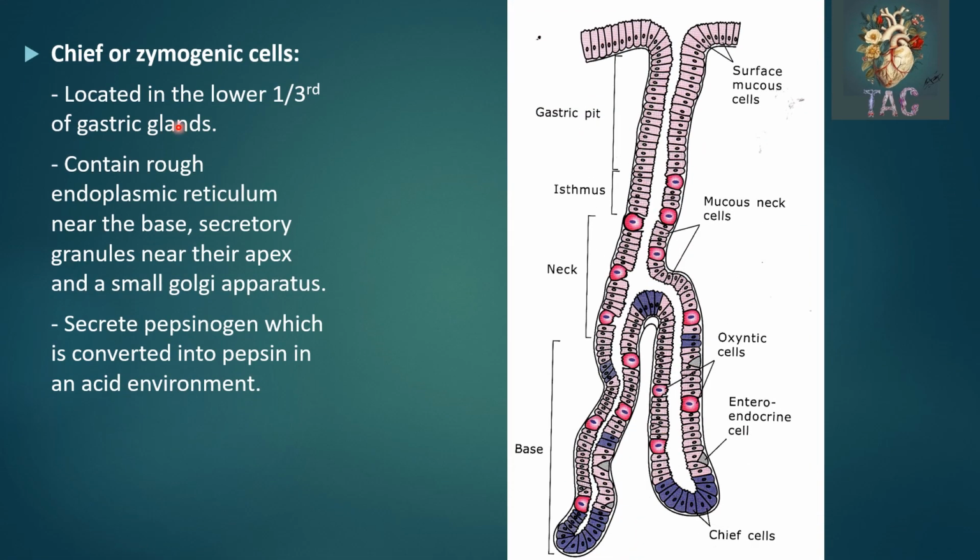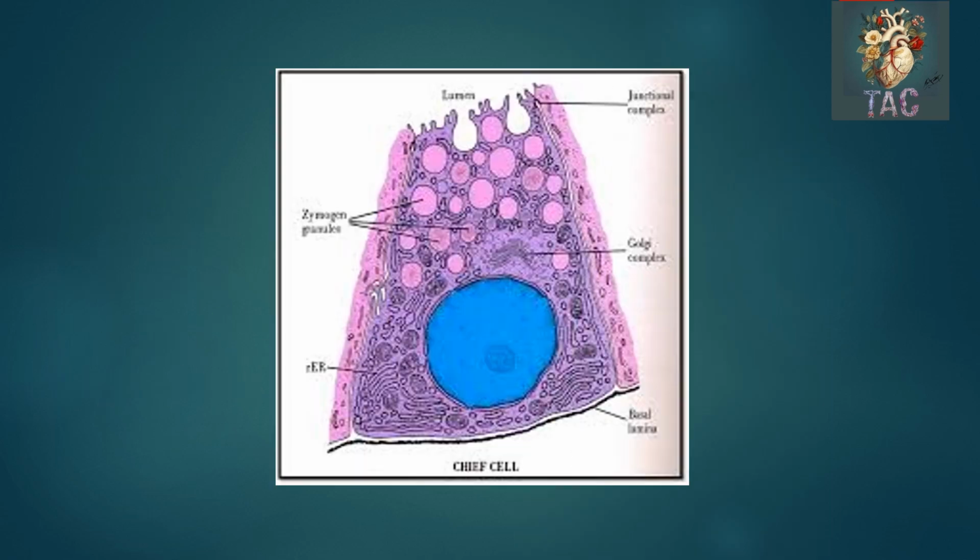So what about chief cells? The chief cells are located in the lower third, and most of the time at the bases of the glands. They contain rough endoplasmic reticulum near the base, secretory granules near the apex, and a small Golgi apparatus. They secrete pepsinogen, which is converted into pepsin in an acidic environment. This is the transmission electron micrograph of the chief cells.